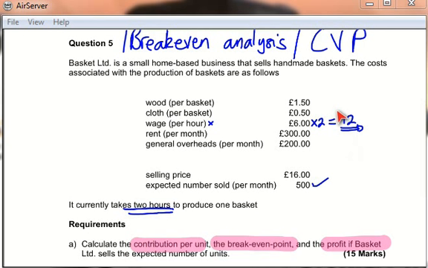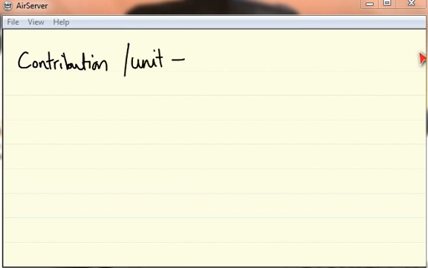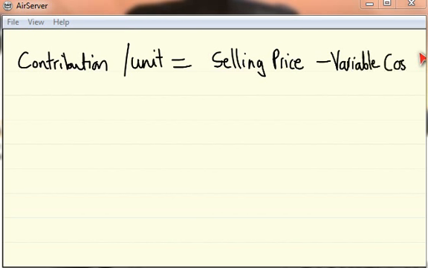So the first thing that I'm going to calculate is contribution per unit. I'm just going to go to my next page where I'm going to do my workings. So here I'm going to write the formula first. Contribution per unit is equal to your selling price minus your variable costs. So if I do this, I should be able to get my contribution per unit. Mind you, these are variable costs per unit as well.